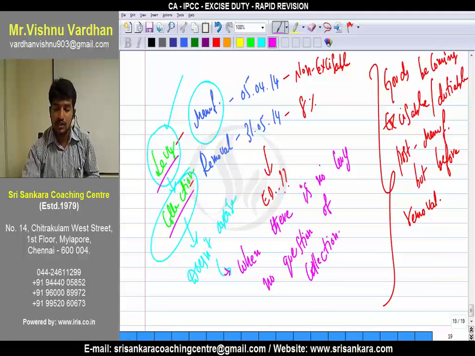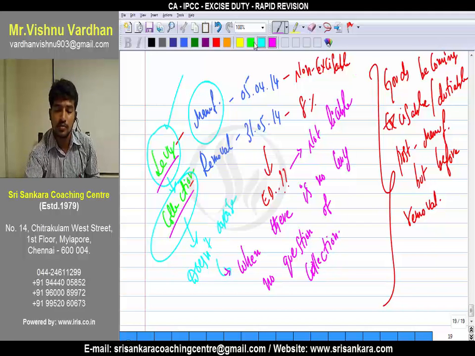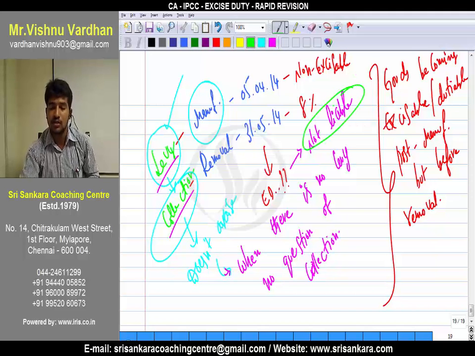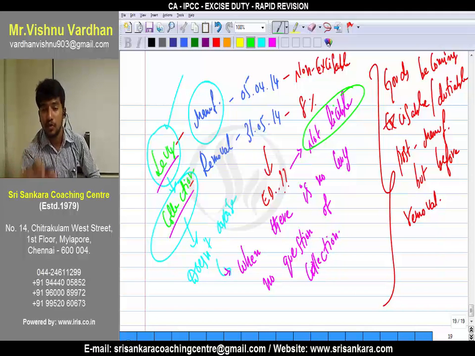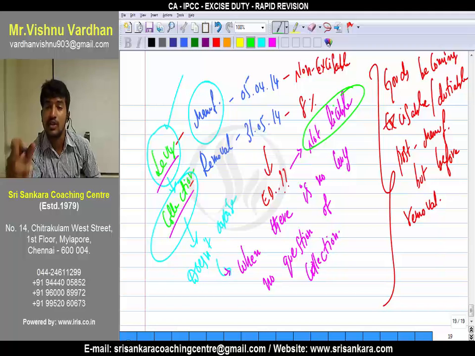Clear? So in this case, it is not liable for excise duty. Why? Because there is no levy at the time of manufacture, so no question of collection at the time of removal. That means if any goods are not subjected to excise duty at the time of manufacture but later on become excisable, that is before removal, so on the date of removal it is liable to excise duty. So we cannot say that it is liable to excise duty. We have to see whether even at the time of manufacture it is liable to excise duty or not.